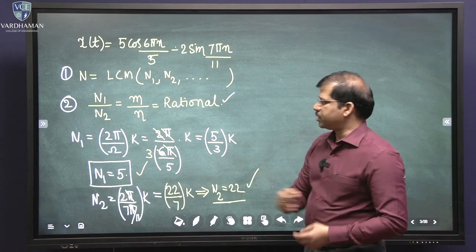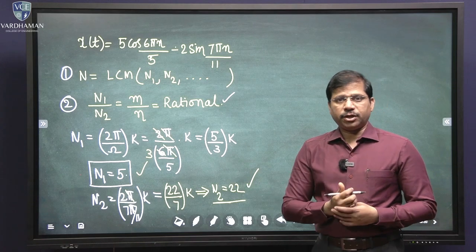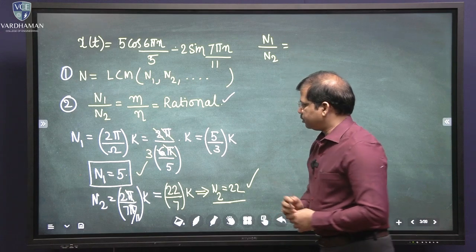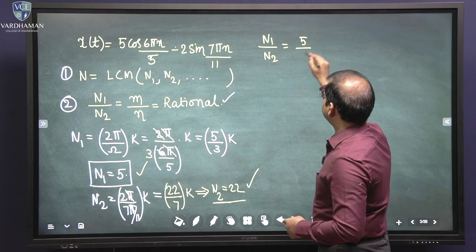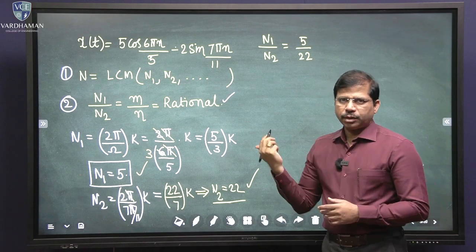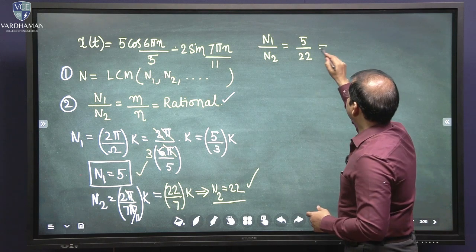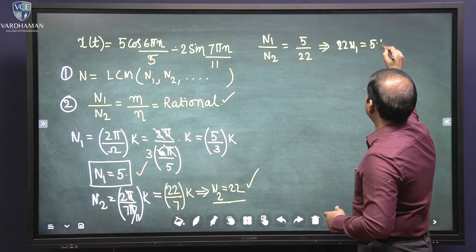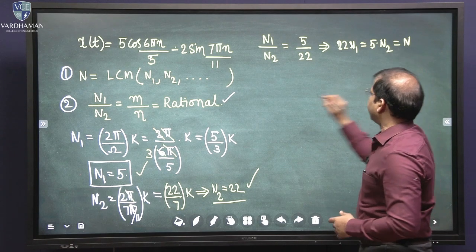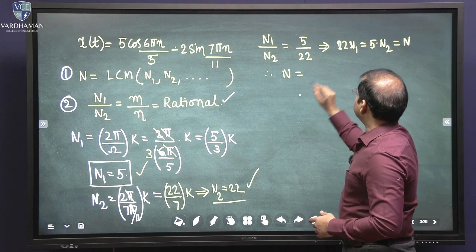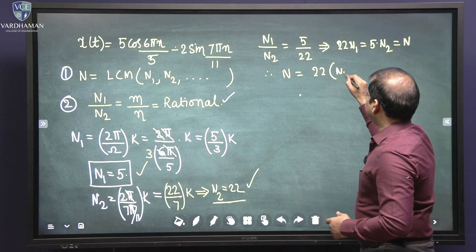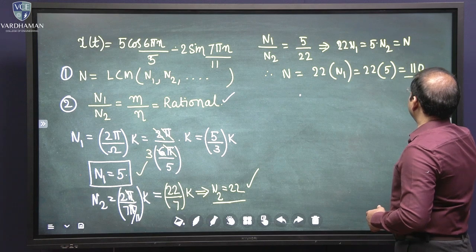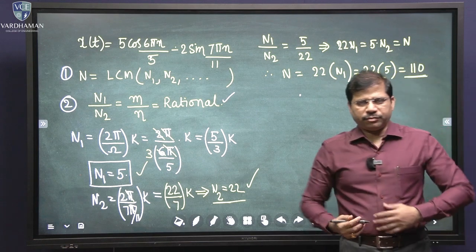Otherwise, you can also apply the same formula which we have seen in the continuous time domain. So what is n1 by n2? n1 by n2 equals 5 by 22. This is already a rational number, which implies 22 n1 equals 5 n2 equals n. So therefore, n equals 22 n1, which is nothing but 22 into 5, 110. That's the answer. That's the time period of this signal.